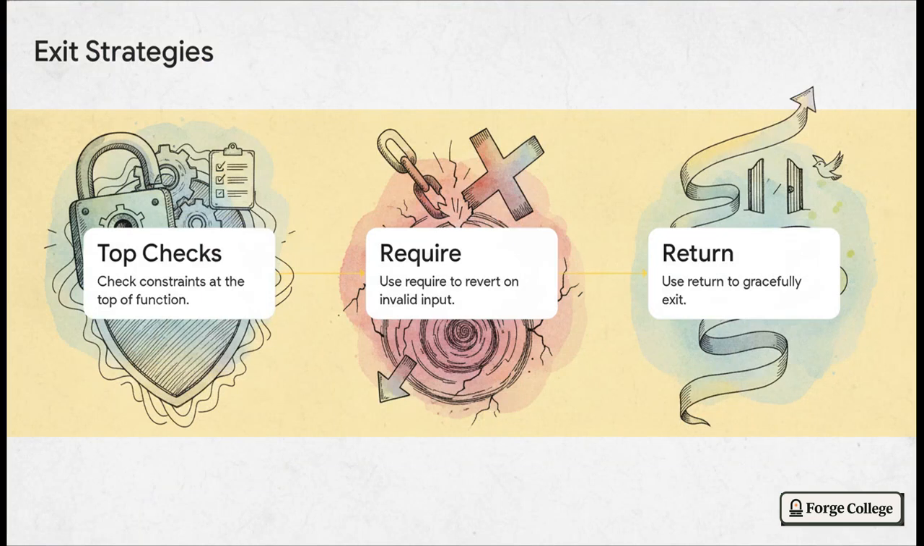So when that bouncer stops someone or a guard condition fails, you have to choose exactly how you want to flush the pipe. I highly recommend systematically following these exact steps whenever you write a function. First, put your constraint checks right at the very top. Next, decide if a failure is critical. If it is a critical error, use require to revert everything. But if a failure just means, hey, nothing to do right now, no harm done, then just use return to gracefully exit the function without triggering a massive error.